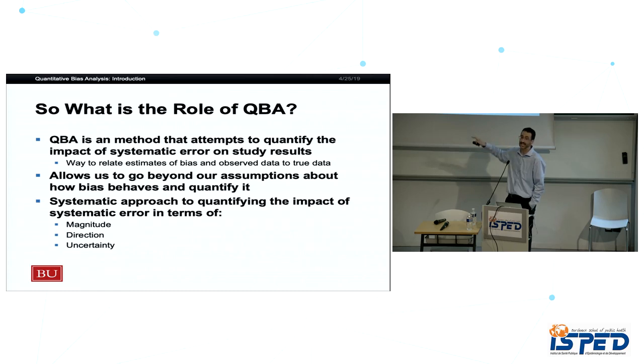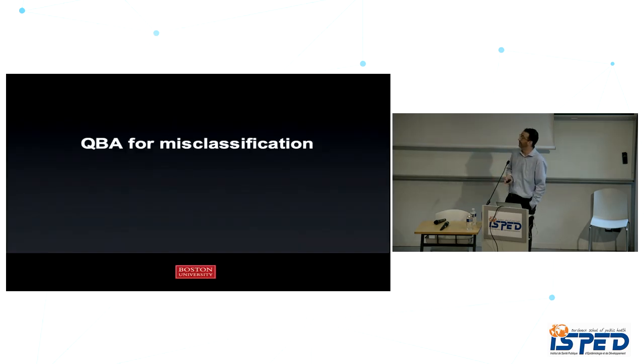I may not be able to get to the last one, but just to foreshadow, we can build on the simple methods to quantify the amount of uncertainty we should have. So I'll talk about misclassification, but you can apply this to absolutely any source of bias that you can think of.